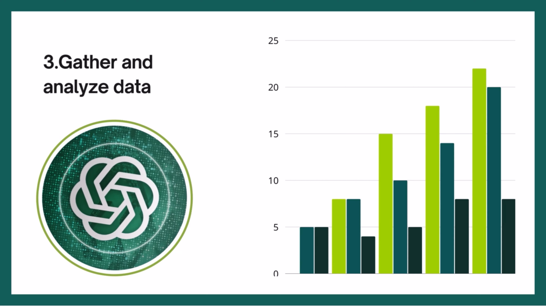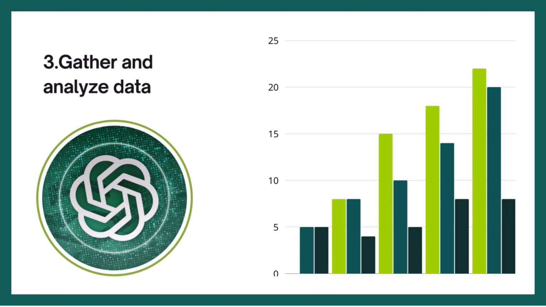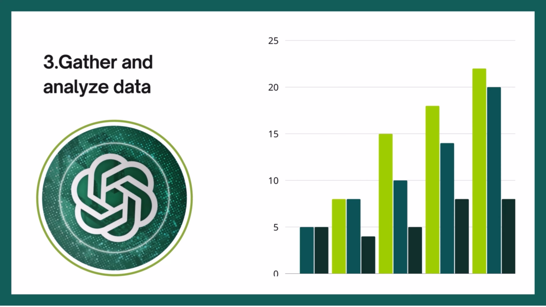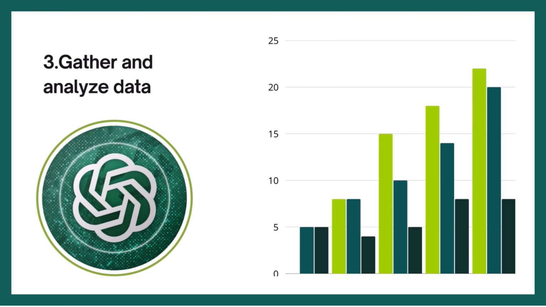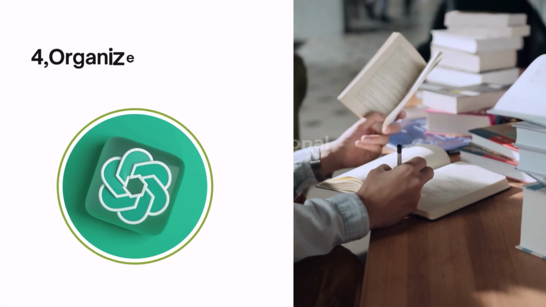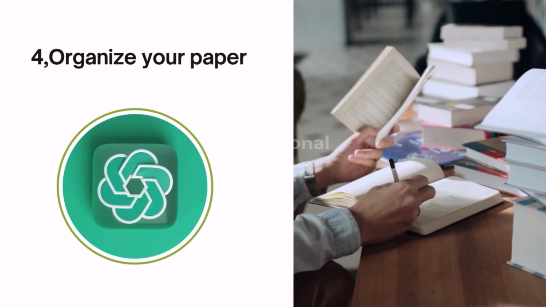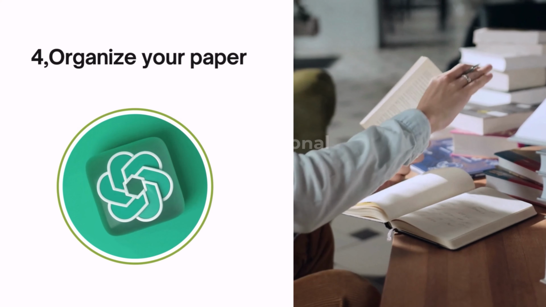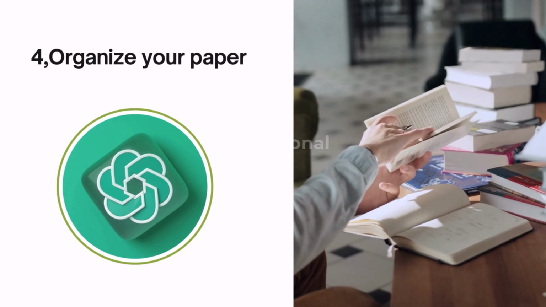3. Gather and analyze data. Collect data through experiments, surveys, or other means. Then, use ChatGPT to help analyze and interpret your data, as well as generate visualizations to support your findings. 4. Organize your paper. Use ChatGPT to help organize your paper by creating an outline, structuring your arguments, and ensuring that your paper is well organized and flows logically.